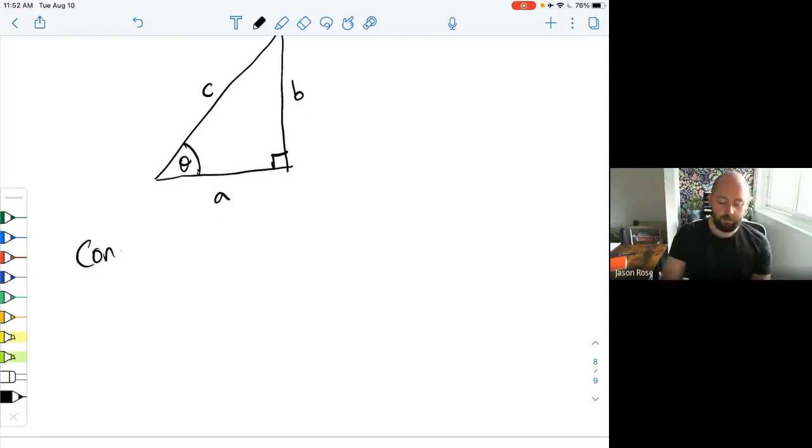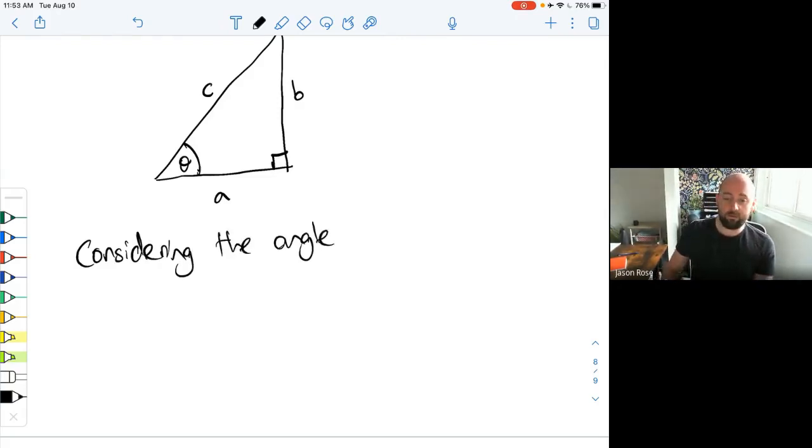So, considering the angle, oh, and I said I was going to highlight theta for a second. I'm going to try to draw it slowly so you'll see how I write it. I start up here, I come around the top, and then I bring the line back through it that way.